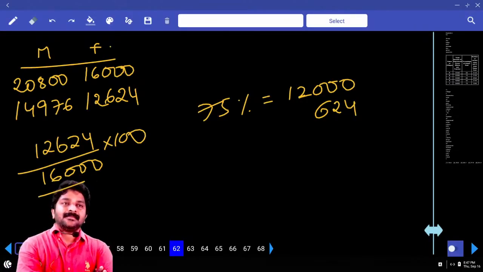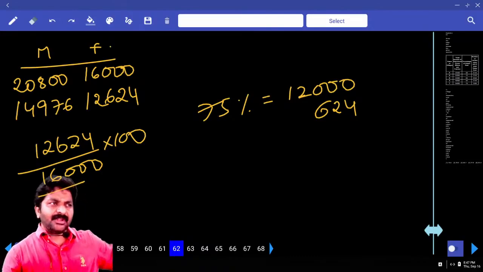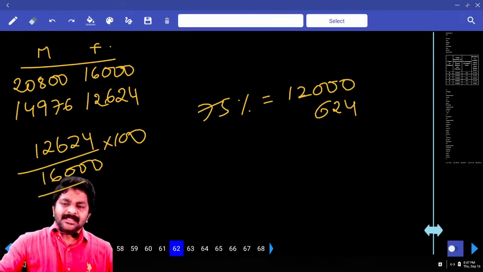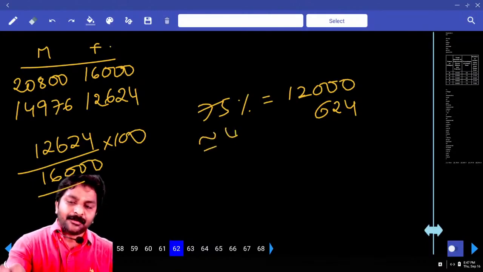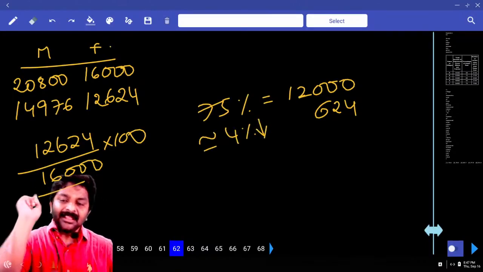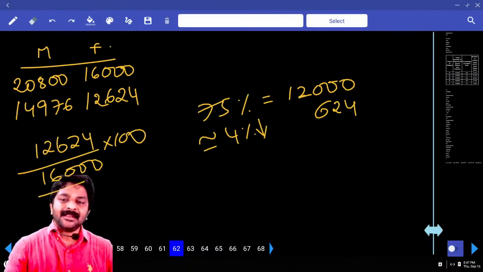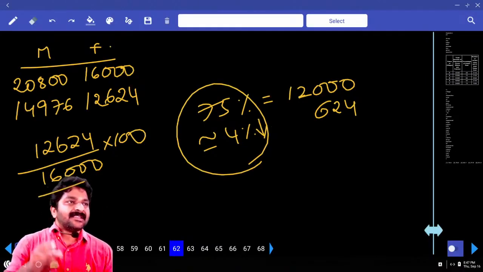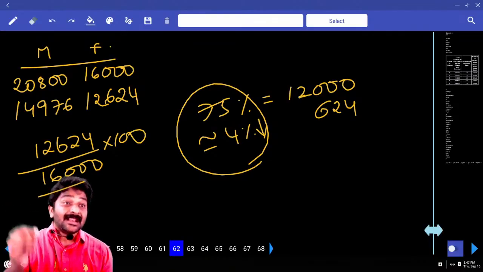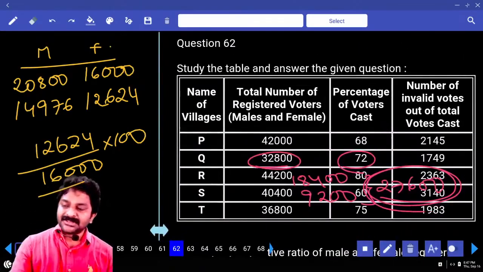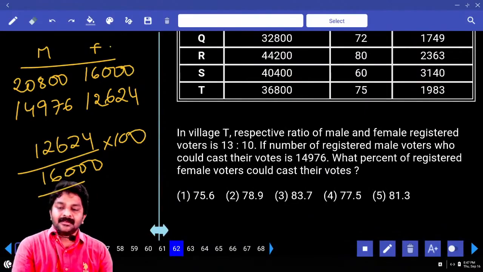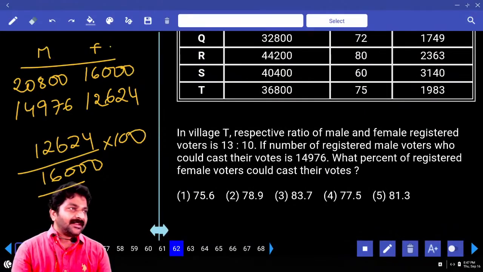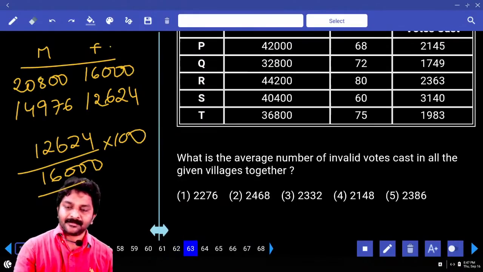160. Double, 320. Do you really need to add 640? That means this is approximately 4%, but less than 4%. Am I right? Then your answer must be very close to 79%, but should be less than 79. How many options are there? Second option, final. Answer must be close to 79, but less than that.